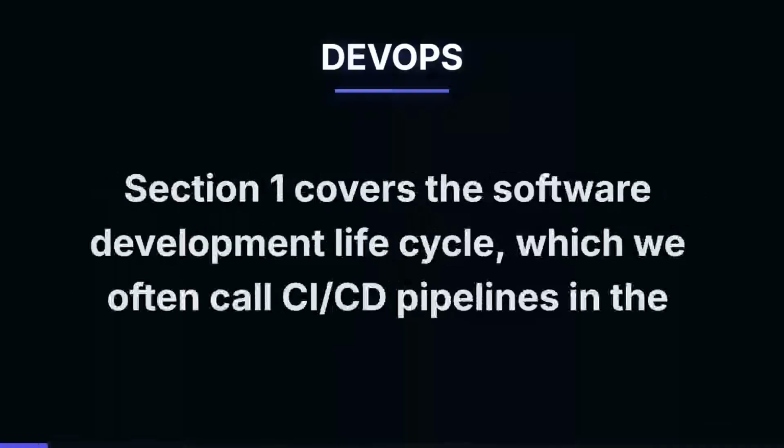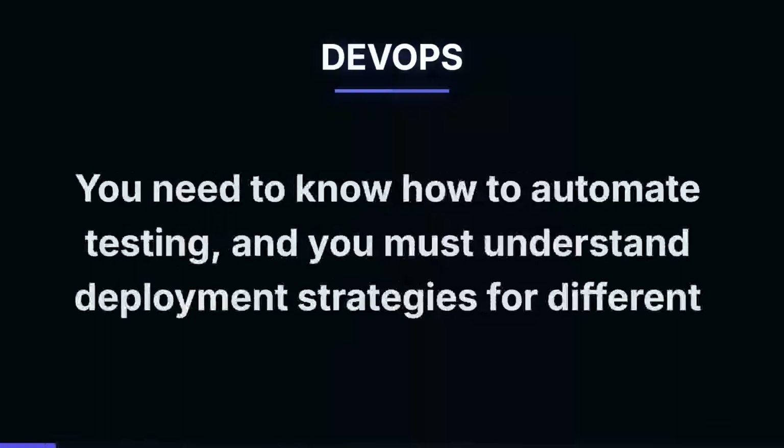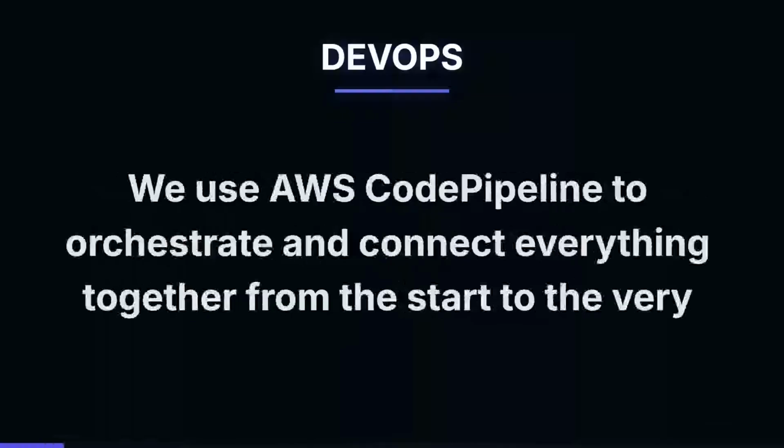Section 1 covers the software development lifecycle, which we often call CI/CD pipelines in the cloud. You need to know how to automate testing, and you must understand deployment strategies for different applications. We use AWS CodePipeline to orchestrate and connect everything together from the start to the very end.